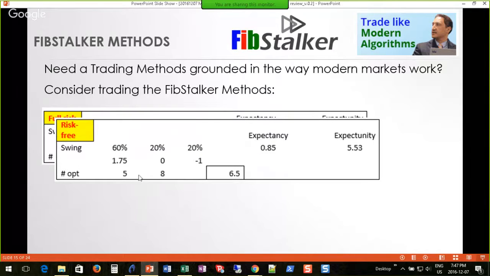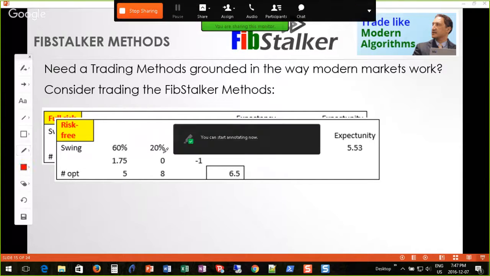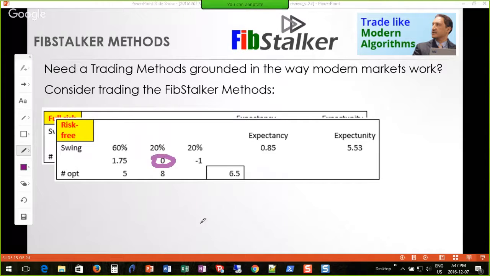If you apply a risk-free approach, and if you want to learn more about risk-free, you can watch some of the presentations from the last few weeks. And there it's slightly different, because when we have the risk-free approach, there are a number of losers that we close close to break even as well. So this allows us to reduce the times we get stopped out with a loss, which is only 20%, but obviously the expectancy goes lower.